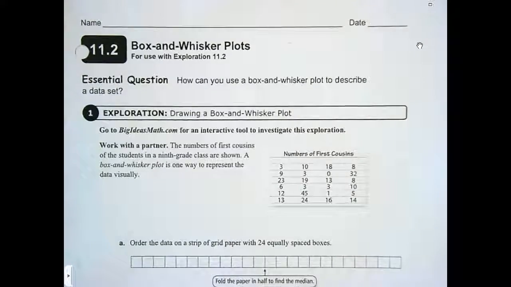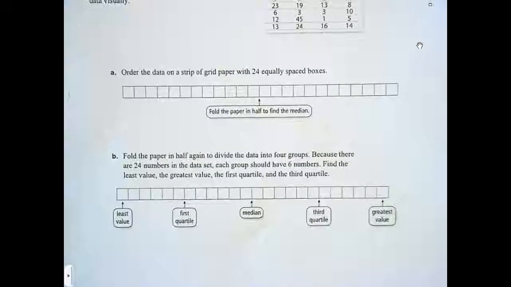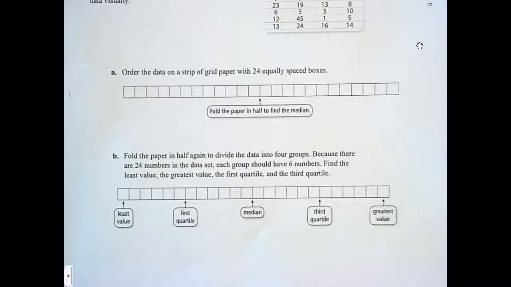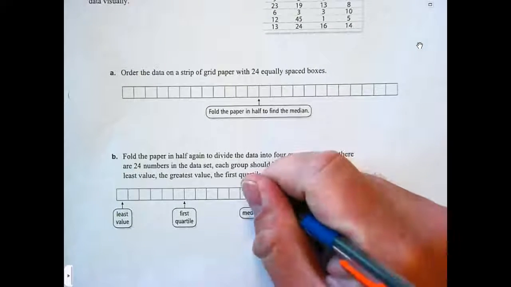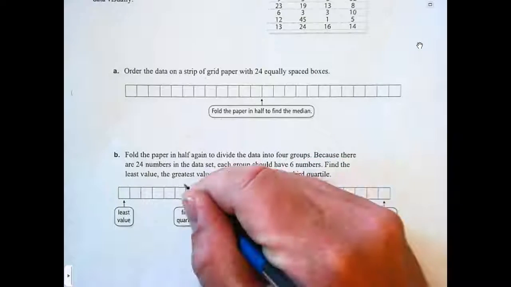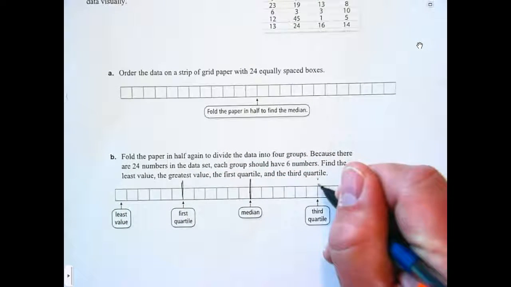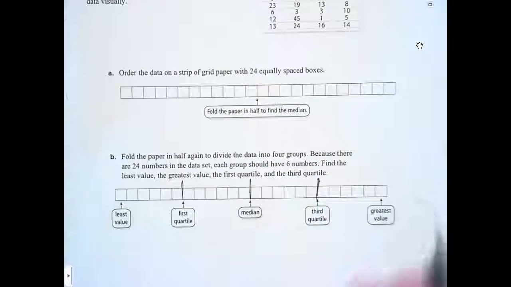When it talks about folding the paper in half on part B there, just go ahead and just use the boxes there. You don't have to fold anything in half. Just note that this is the halfway point, and this is half of half. That's half of the other half.